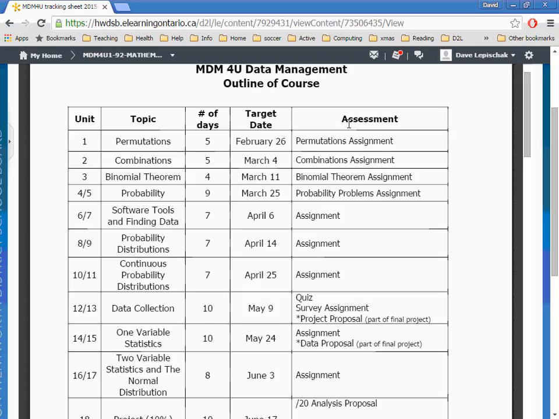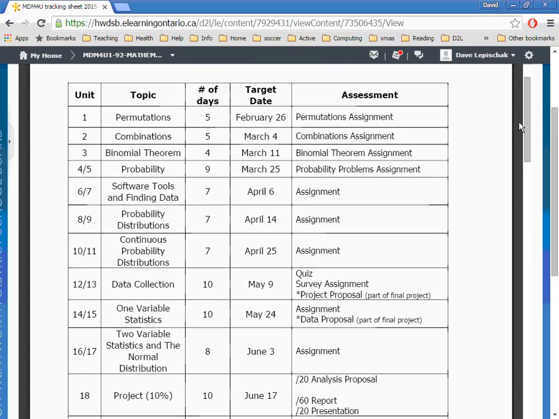And then in the last column over here under assessment, this is what you're going to have to submit to get a mark for that unit. So most of these are going to be probably assignments that you're going to hand into a Dropbox. Now this may change over the course of the semester as I take a look at what's going on, but for now we'll go based on what you see published here on this tracking sheet.